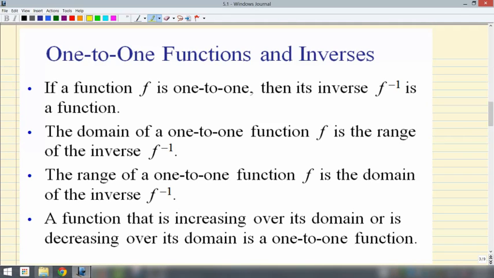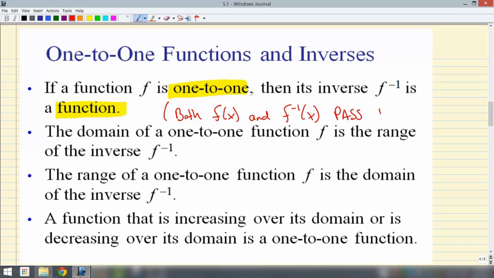So if a function is one-to-one, then its inverse is a function. So if something is one-to-one, that means both the function and its inverse are functions. Both f of x and f to the -1 of x pass the vertical line test.